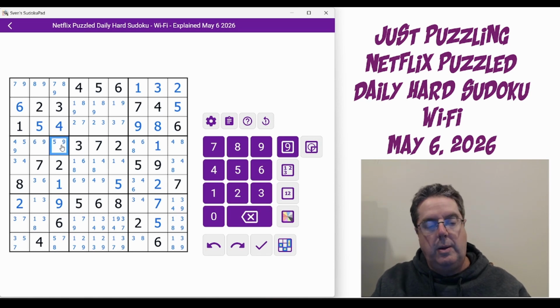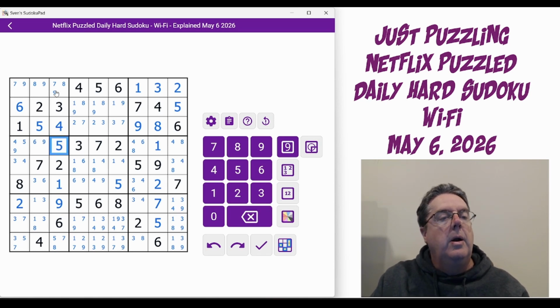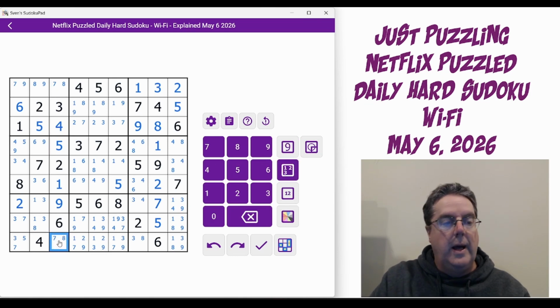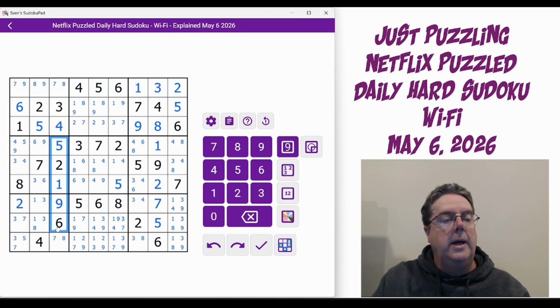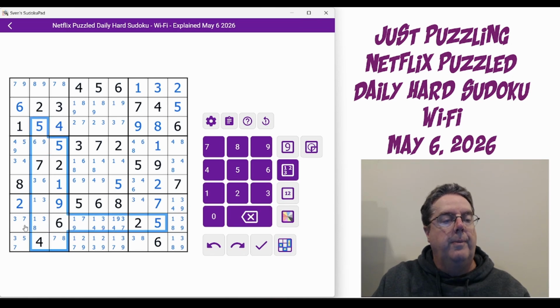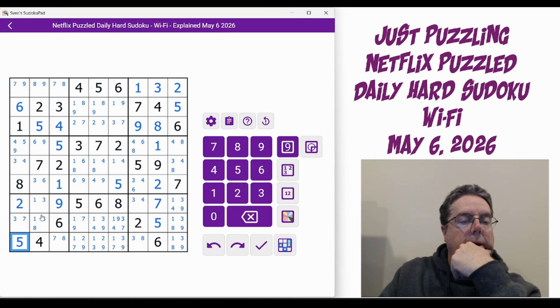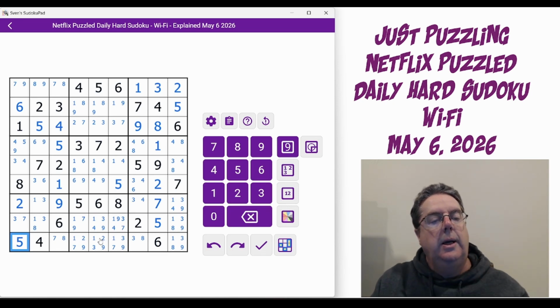This can't be a 9 anymore, so this must be a 5. 9 can't be here, and 5 now can't be here, because this is a 5 there. That means that 5 comes down here, 5 comes down here, and 5 comes across here. So this is a 5 here. Alright, so what else can we see? 1 is there, 1's there.